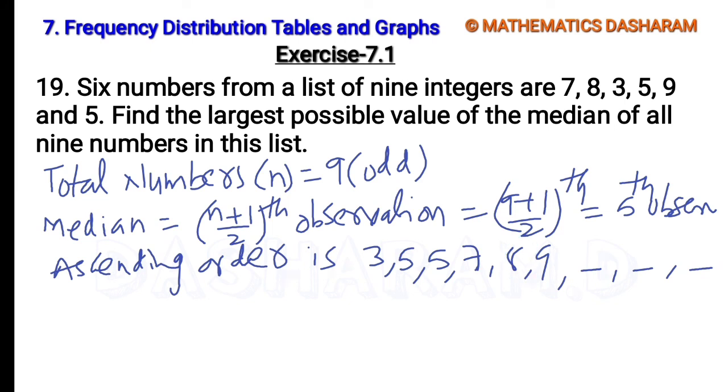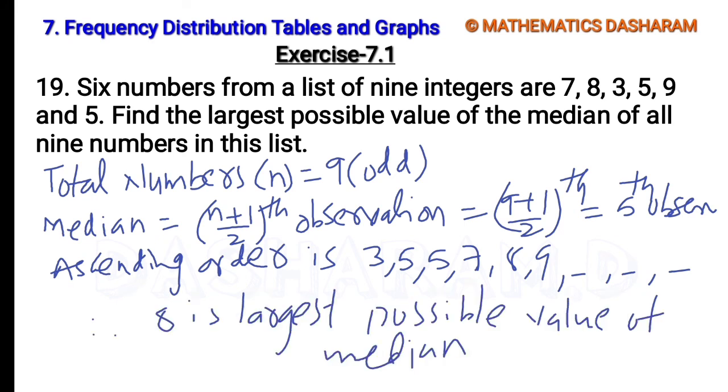If the 3 numbers are before 8, then the median is maybe 5 or 7, but it is asking for the largest possible value. That means we need to take the missing 3 numbers greater than 8. Then what is the fifth observation? 1, 2, 3, 4, 5. So definitely 8 is the largest possible value of the median.